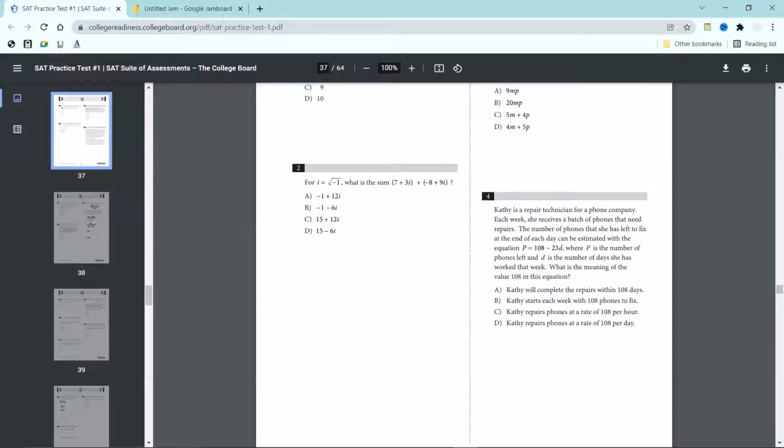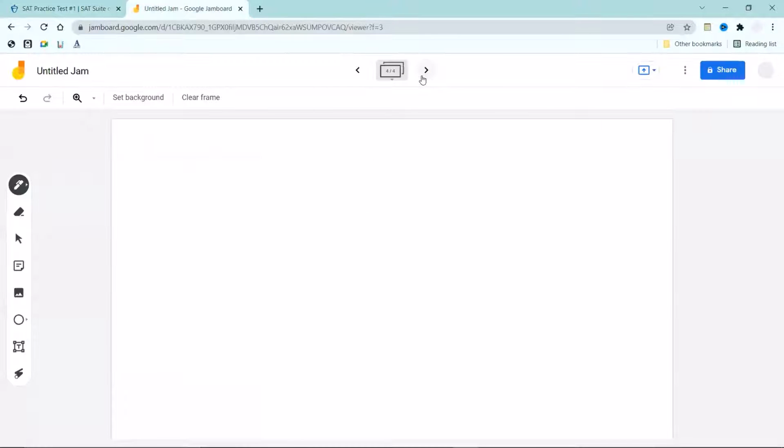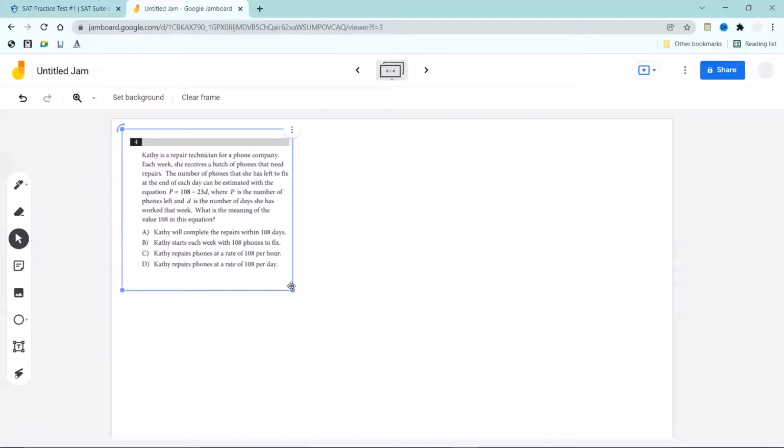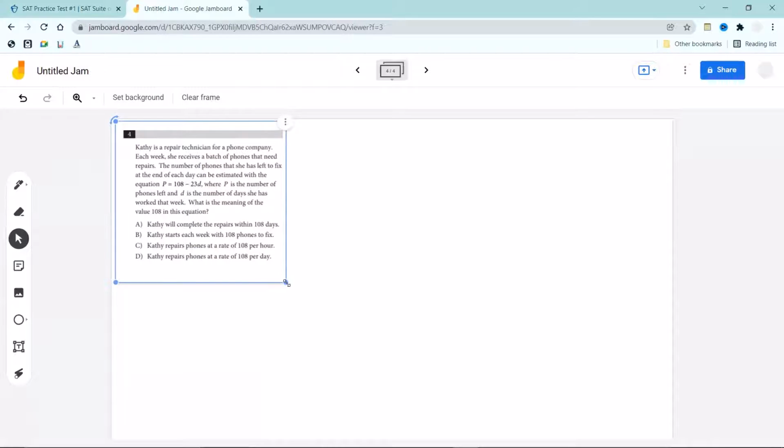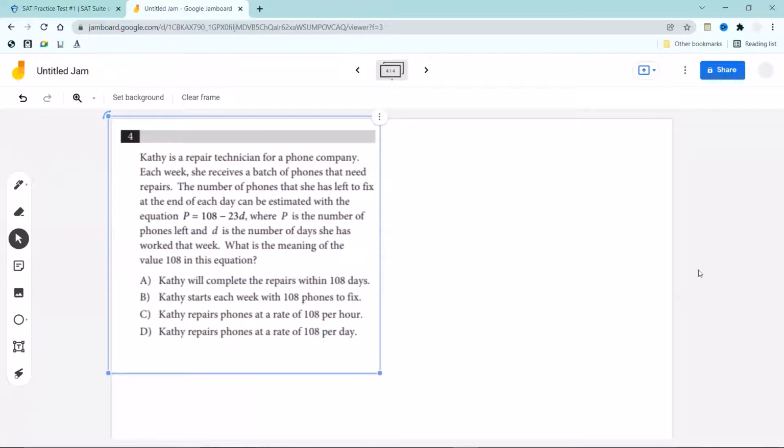Question 4, another word problem. Let's take a look at question 4. Okay, so question 4 gives us an equation, and it's going to ask us to elaborate on what one or more parts of the equation mean. In this case, they just want to know what the value is, but in other problems, they might want to know what the variables mean and things like that, right?